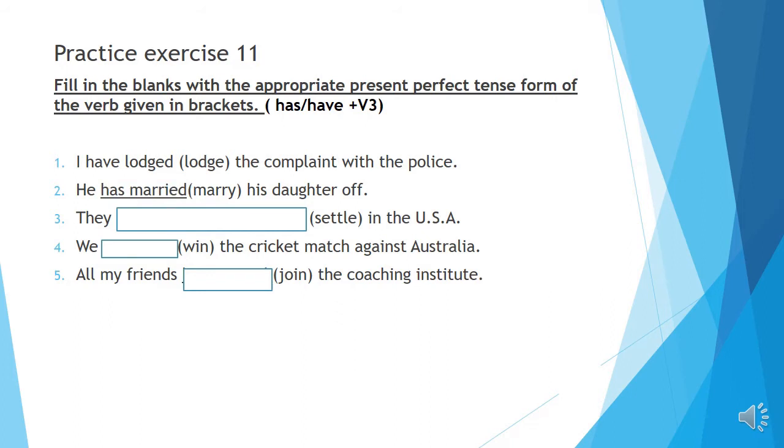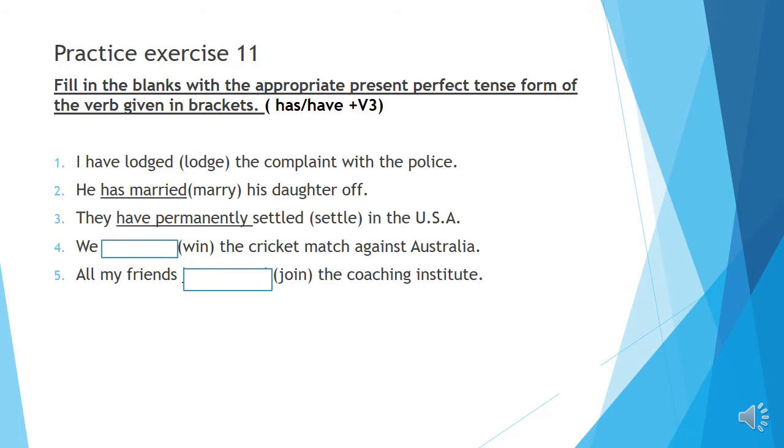Number 3. They dash settle in the USA. So what is the present perfect tense of settle? Here, what is the first word? They. It is plural, so we have to use the plural verb have. And settle, V3 is settled. So the answer is they have settled in the USA. Okay. They have permanently. We have one word in the middle. So the answer is they have permanently settled in the USA.